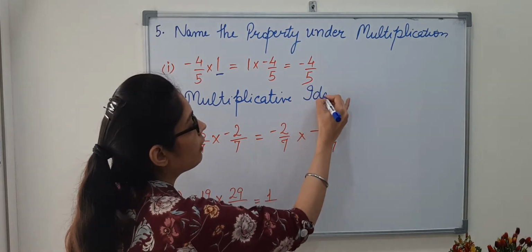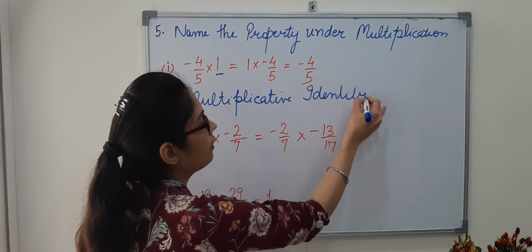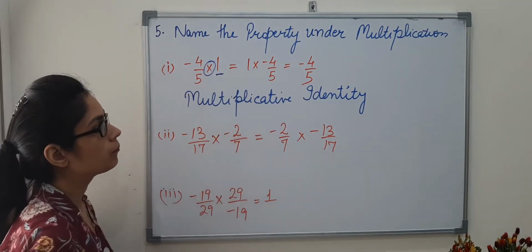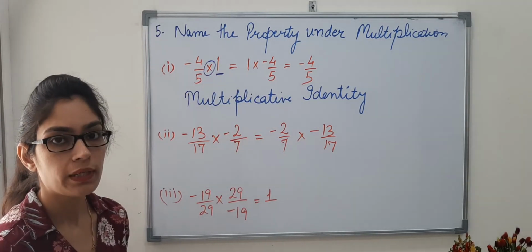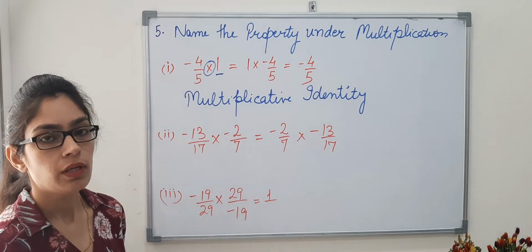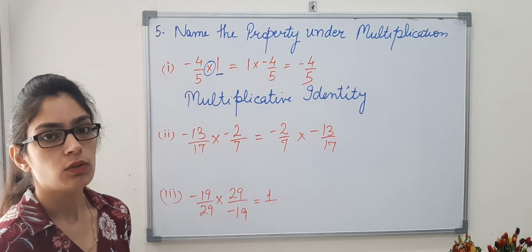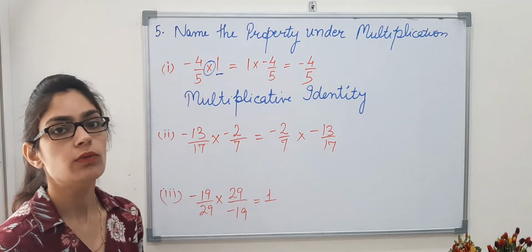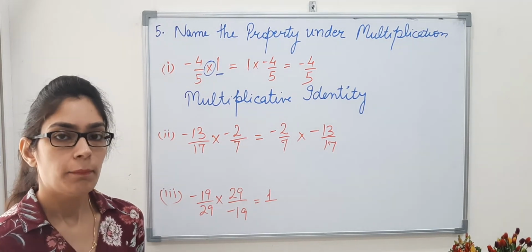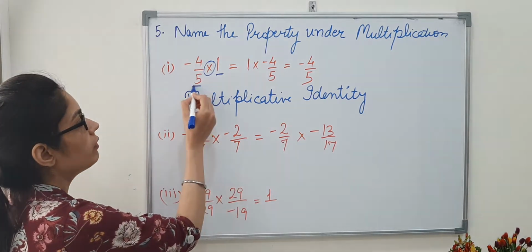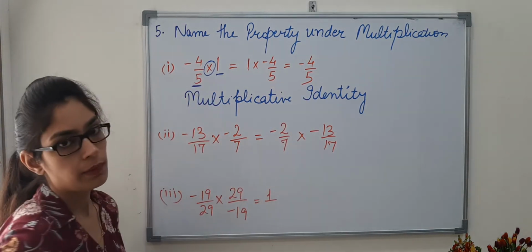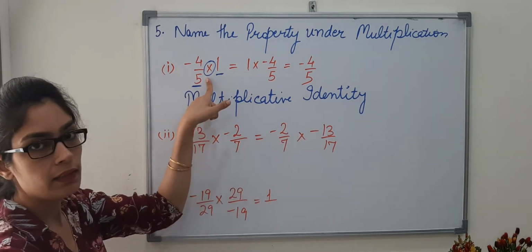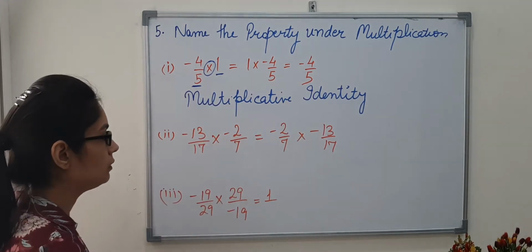Why multiplicative identity? Because I am getting the same number on multiplying. We have learnt one more property, that is additive identity. That is for 0. Why additive identity? Because on adding 0, I am getting my identity. My identity means whichever number, the original number, I am getting as my answer. So here this is multiplicative identity because I am multiplying and I am getting the same number.